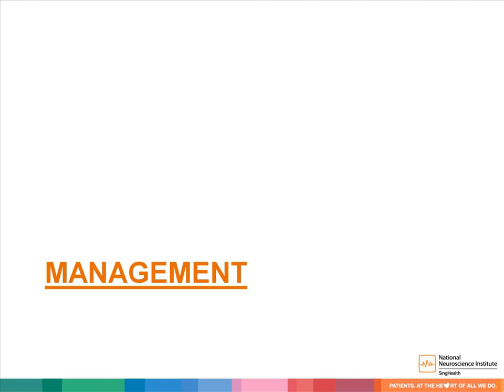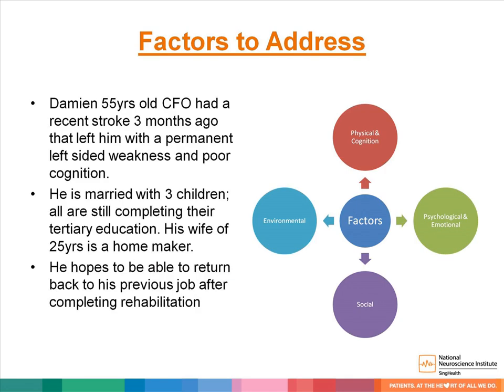We shall now discuss the management for post-stroke role adjustment. As highlighted in an earlier slide, we will address the management of post-stroke role adjustment on these 4 factors: physical and cognitive ability, psychological and emotional well-being, social factors, and environmental factors.